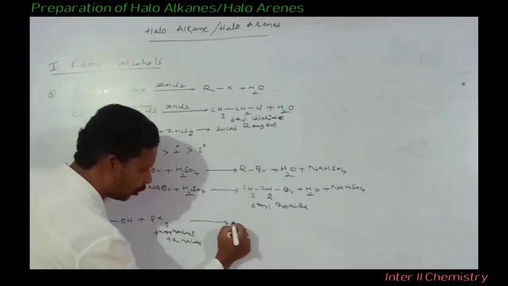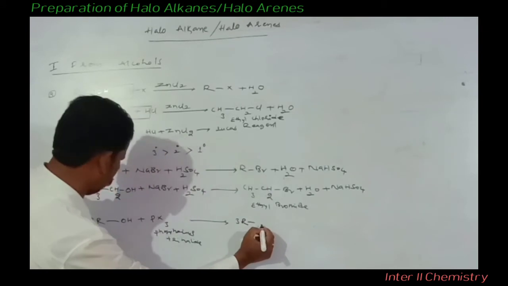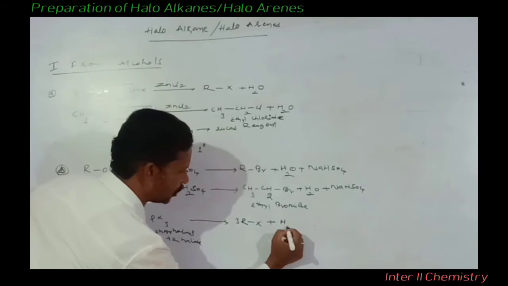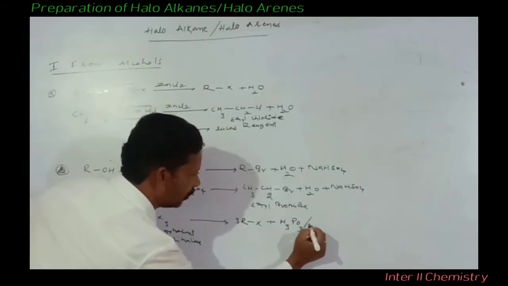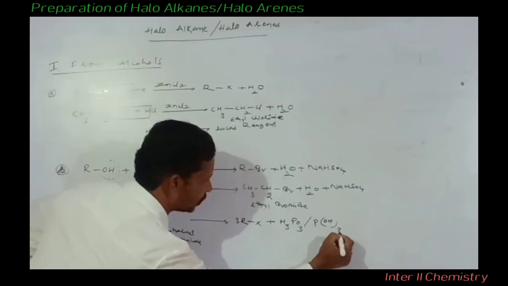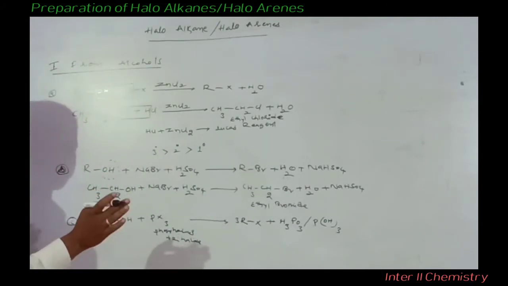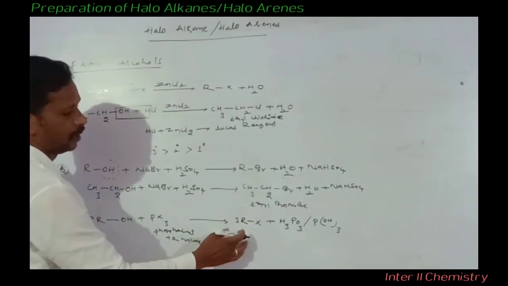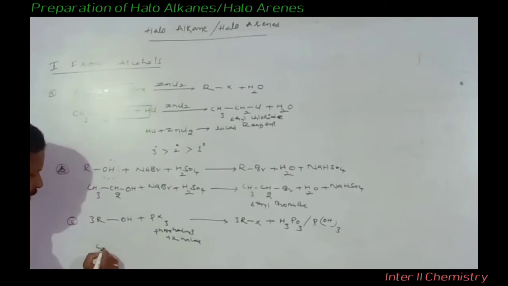Then we get 3 moles of RX, and we get H3PO3, or we can write it as P(OH)3. This is called phosphorus acid. What do you understand here? Alcohols react with phosphorus trihalide to give alkyl halides.